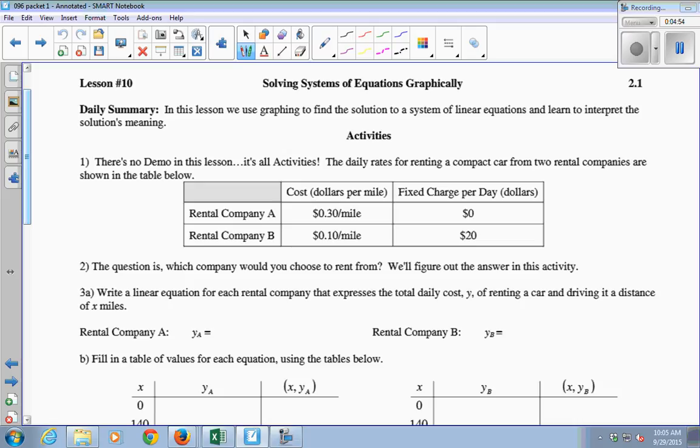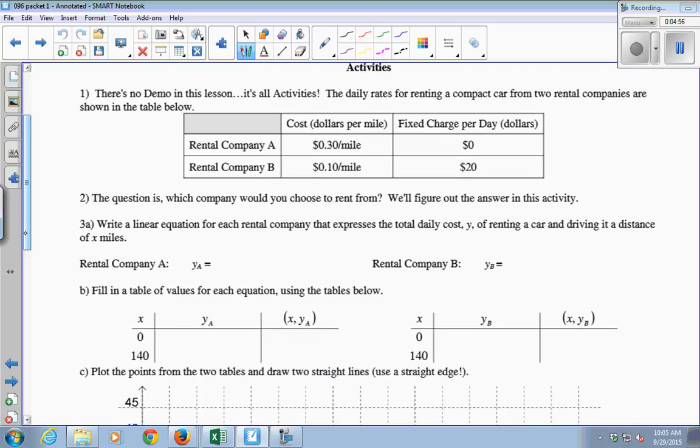All right, so the daily rates for renting a compact car from 2 different rental companies are shown in this table. Okay, so company A charges you 30 cents per mile, and there's a 0 fixed per day charge. It's just strictly 30 cents per mile. Rental company B charges you $20 no matter what, plus 10 cents a mile. Okay. The question is, which company would you choose to rent from?